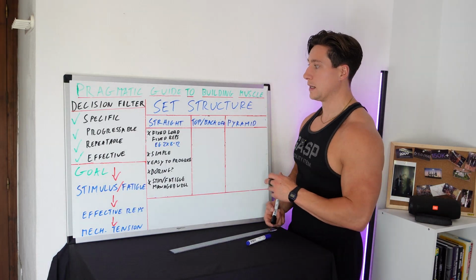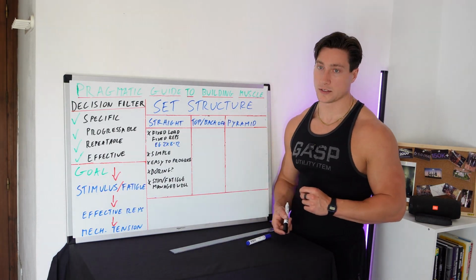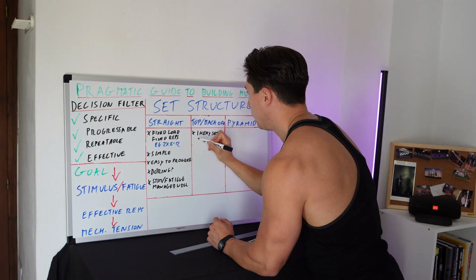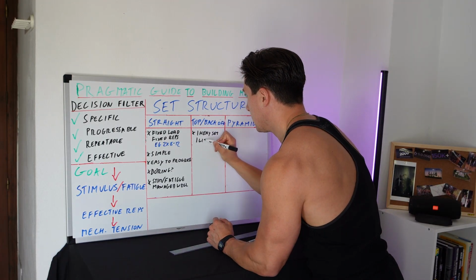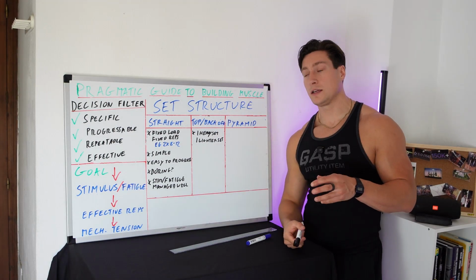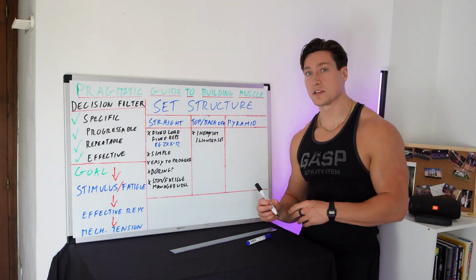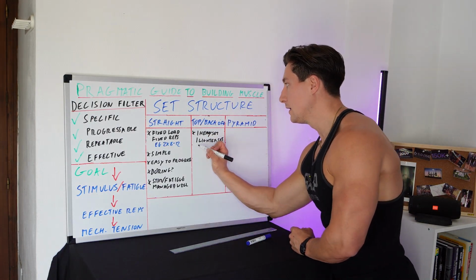And that's where we have the likes of top set and back off sets coming in. So a top set, back off set would be one heavy set followed by one lighter set at a reduced load. So I think when you're going from a heavy set into a light set, I think a 20% reduction in terms of load on the bar is plenty.